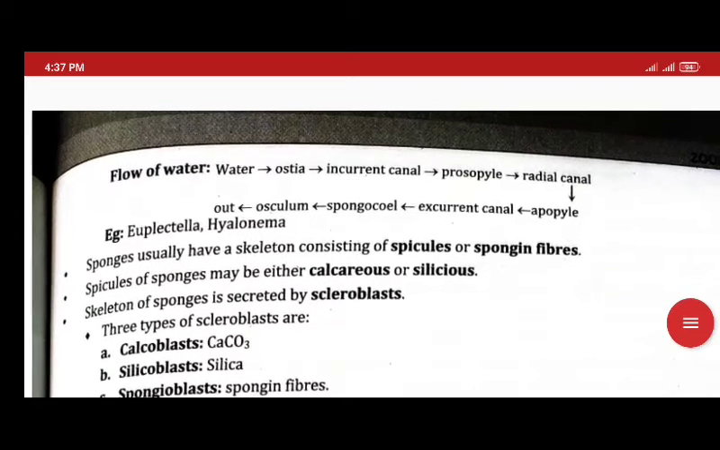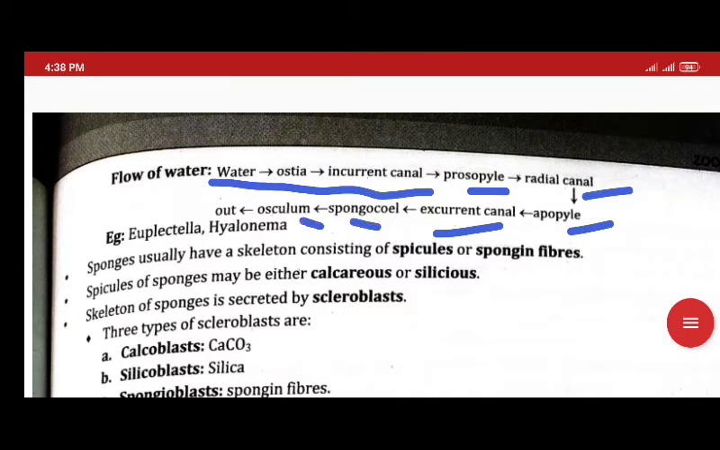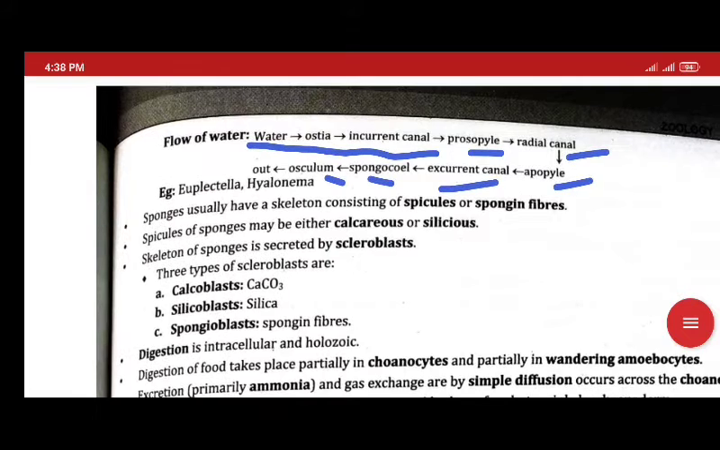Third type of canal, we have how water flow. First water enters through ostia, in current canal, then prosopyle, then radial canal, apopyle, excurrent canal, spongocele, osculum, and then out. Example is Euplectella and Halonema. Euplectella is a flower type of a sponge, and Halonema is the glass type sponge.